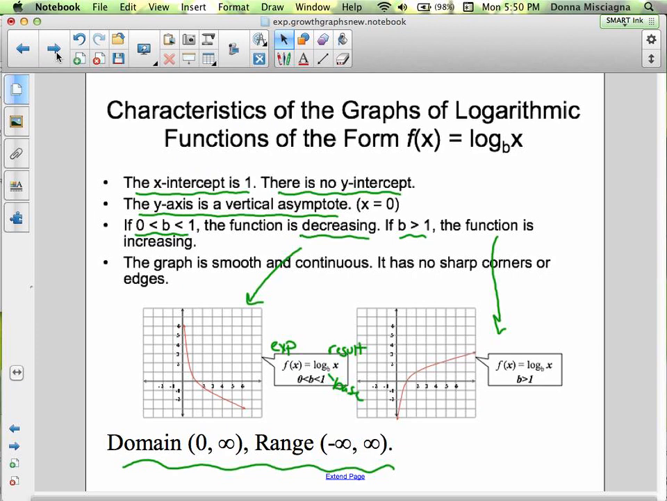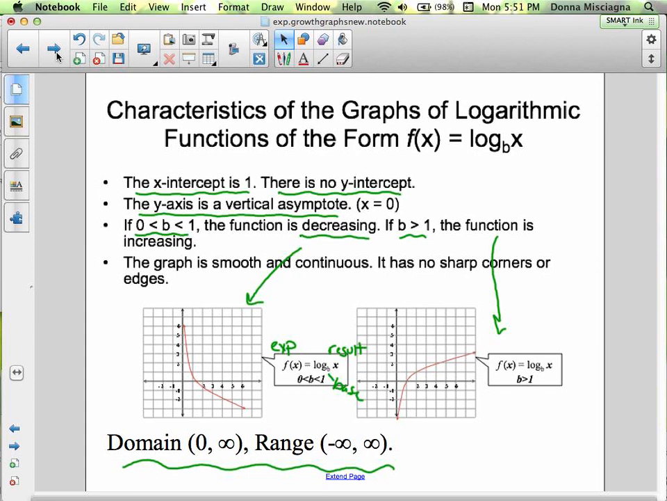Remember that exponential functions have a horizontal asymptote, and that was the x-axis, or y equals 0. Well, logarithmic functions have a vertical asymptote at x equals 0, because inverses have everything switched. One thing that's not switched is whether it's growth or decay. So just like an exponential function, if the base is between 0 and 1, the function is decreasing. It's going down left to right. And if the base is greater than 1, the function is increasing. It's going up left to right. The graph is smooth and continuous. It has no sharp corners or edges.